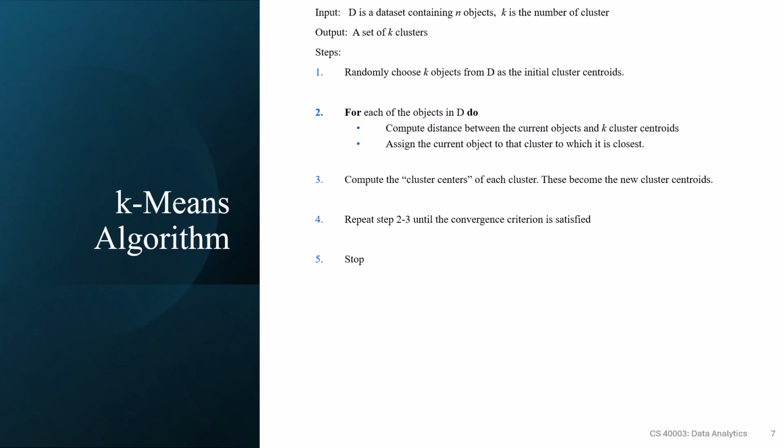The input for this algorithm: D is a dataset containing n objects, and K is the number of clusters. The output from this algorithm is a set of K clusters. Step number 1, randomly choose K objects from the dataset as the initial cluster centroids. Step number 2, for each of the objects in the dataset D, compute the distance between the current object and the K cluster centroids. Assign the current object to the cluster which is closest. Third step, compute the cluster center of each cluster. This will become the new cluster centroid. And then repeat steps 2 and 3 until the convergence criterion is satisfied.